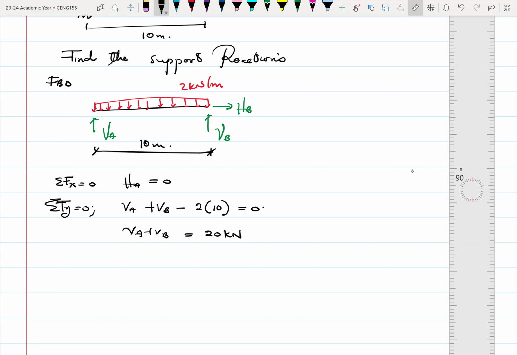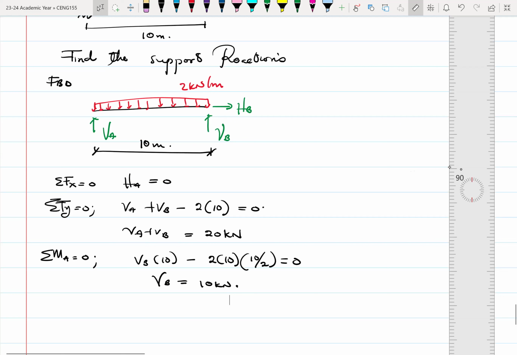All right. So summation of moment at A equals 0. So we take VB times 10 meters minus 2 times 10 for the UDL times 10 over 2 equals 0. So VB will be equal to 10 kilonewtons.